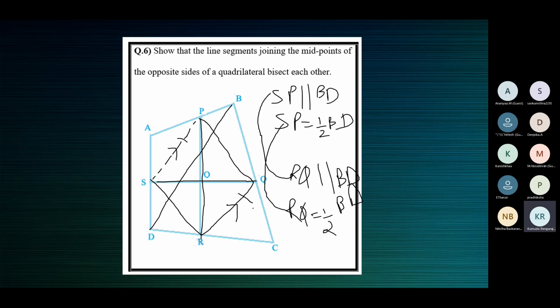So in quadrilateral PQRS, we have proved that one pair of opposite sides is parallel and equal, and hence PQRS is a parallelogram. PR and SQ are the diagonals of the parallelogram. So these line segments bisect each other.